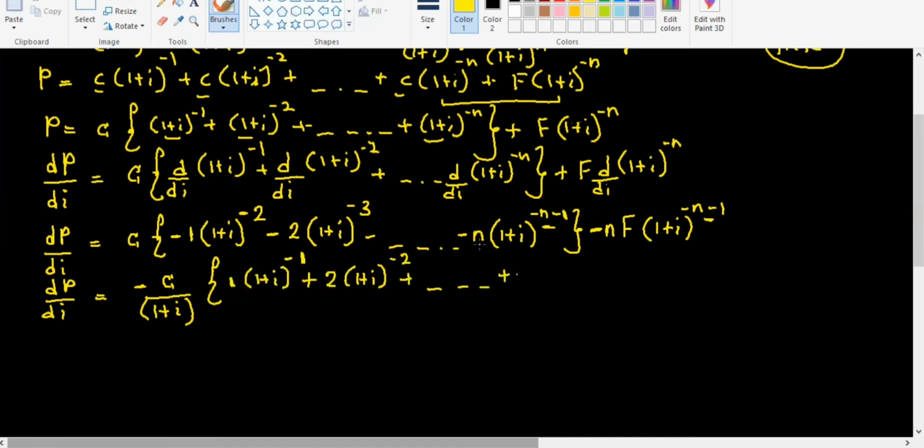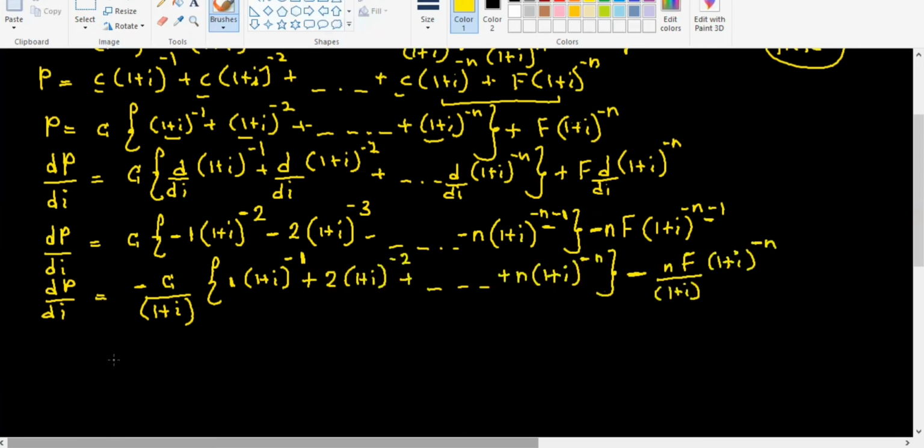Similarly, plus this n is there. Since we have taken the negative factor out, we are left with positive n, (1 plus I) not minus n minus 1, it's only minus n. And for this part also, I'm going to do the same thing. The negative factor is here, n is here, and I am taking 1 plus I out, and we are left with (1 plus I) only minus n.